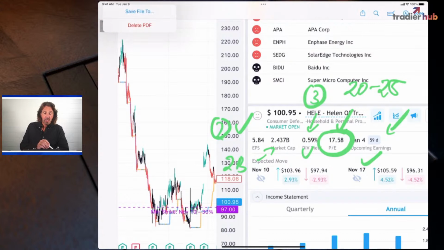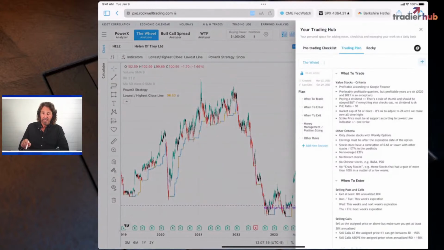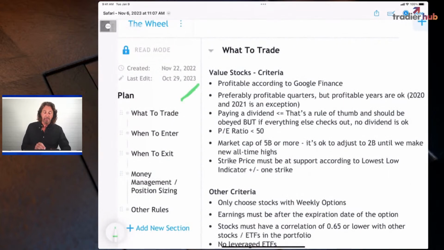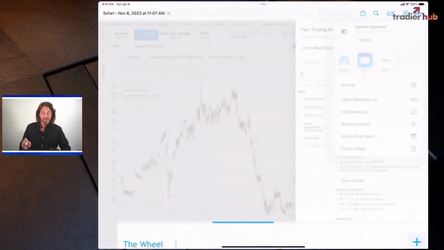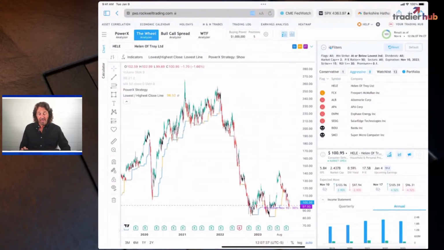So this stock passes the criteria that I've written down here in my trading plan when I'm talking about the stocks to trade. Profitable, preferably profitable quarters, but profitable years are okay. Paying a dividend, low PE ratio, market cap okay. So let's take a look now at the strike price. The question here is, do I want to own Helen of Troy at $97?